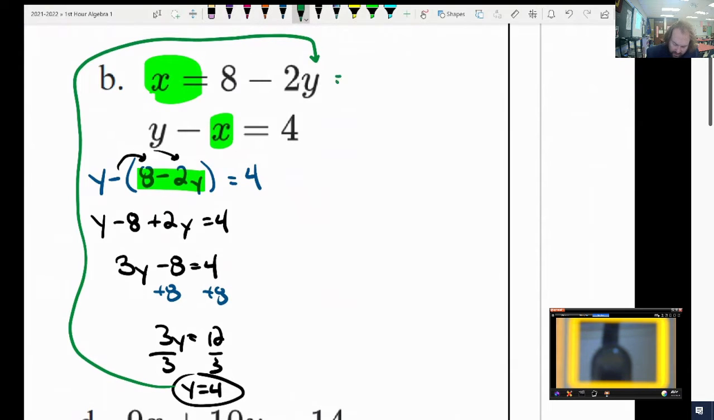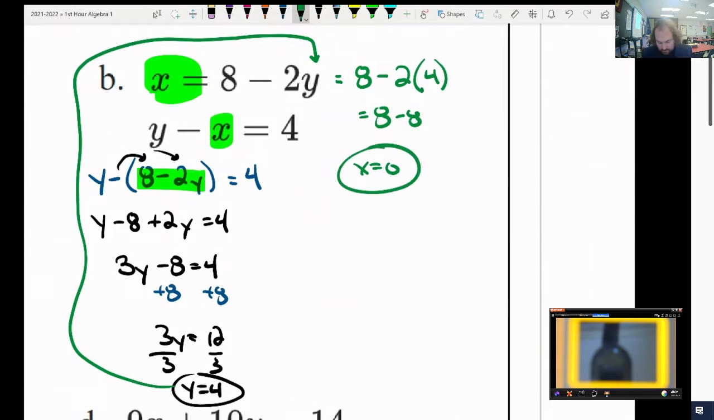In this case, x is equal to 8 minus 2y, so 8 minus 2 times 4 is 8 minus 8, and so x equals 0 in that case, which makes sense. It works in both of the equations. 4 minus 0 is equal to 4, which is cool.